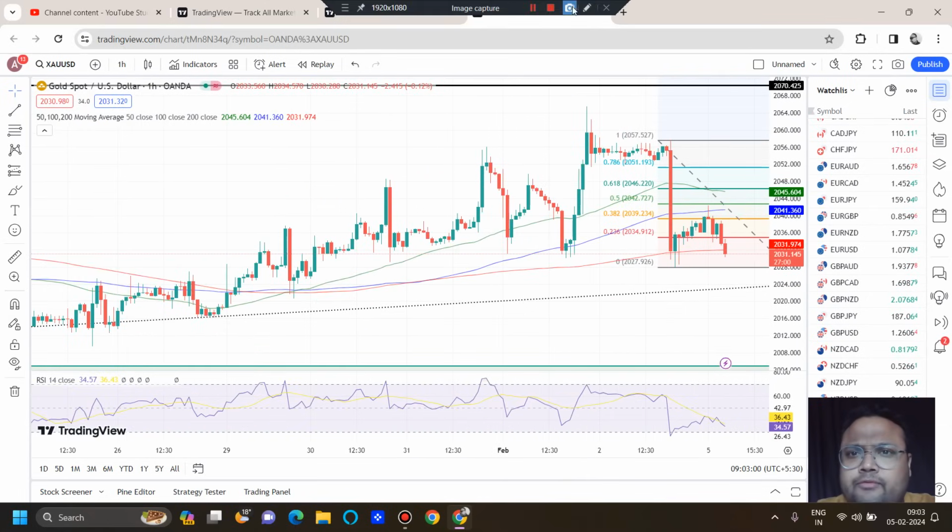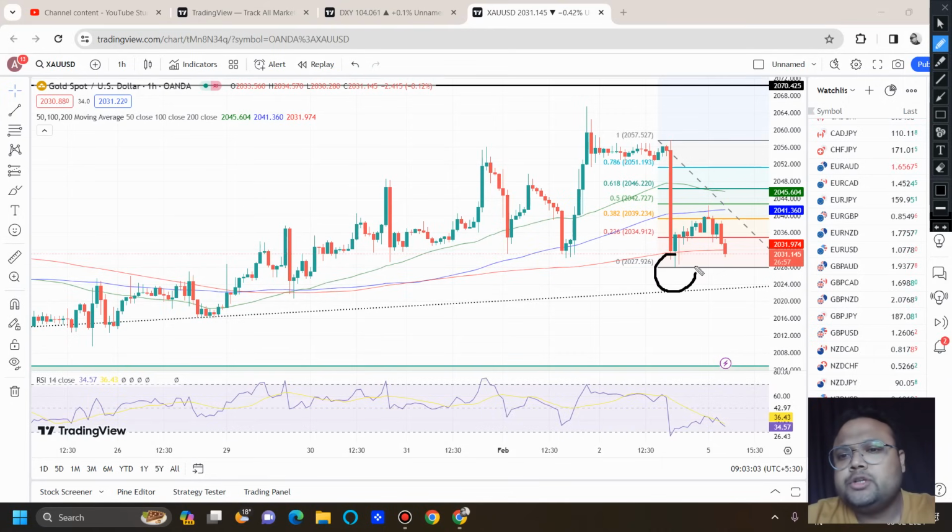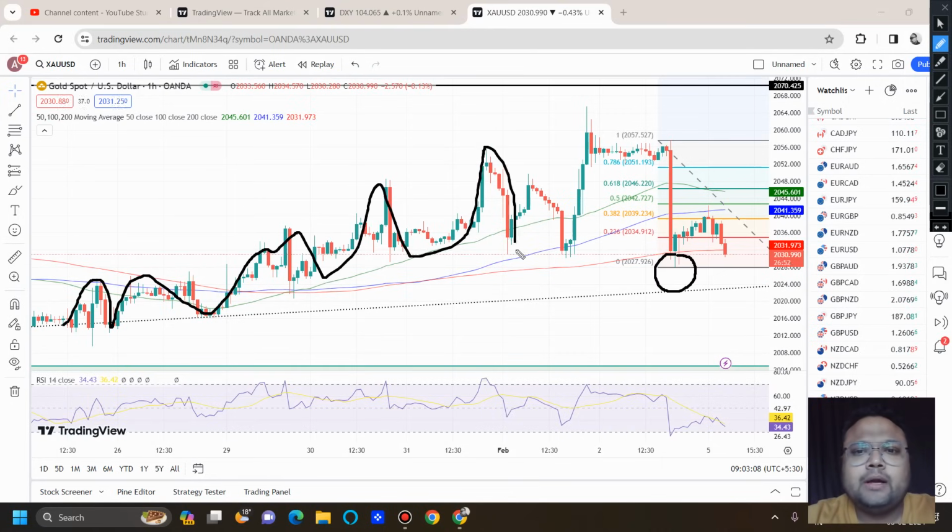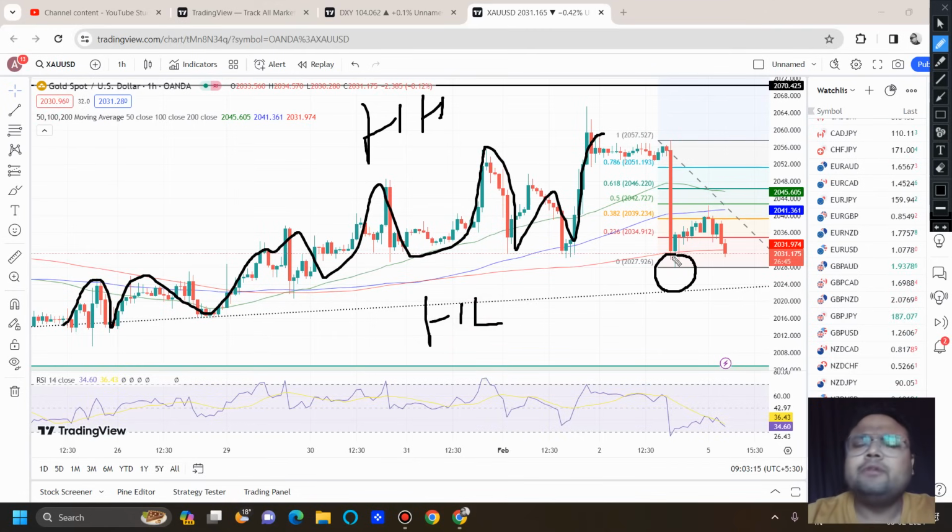On Friday, gold made a low of 2027. If we observe the structure of the market here, we can see the market was bullish because the structure was higher highs and higher lows. On Friday, not a very significant low, but still gold made a lower low. So I told you guys that the next high of gold will be very important, because if gold forms a lower high, it will be an indication of a trend reversal. Right after the market opening, we can see gold made a lower high.